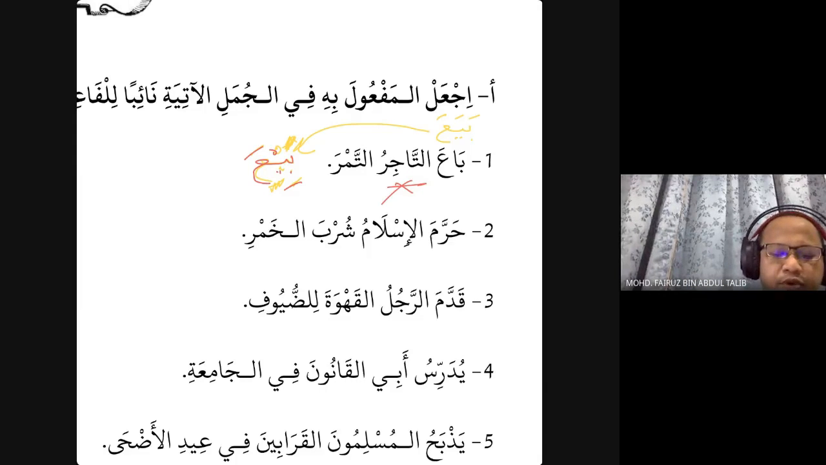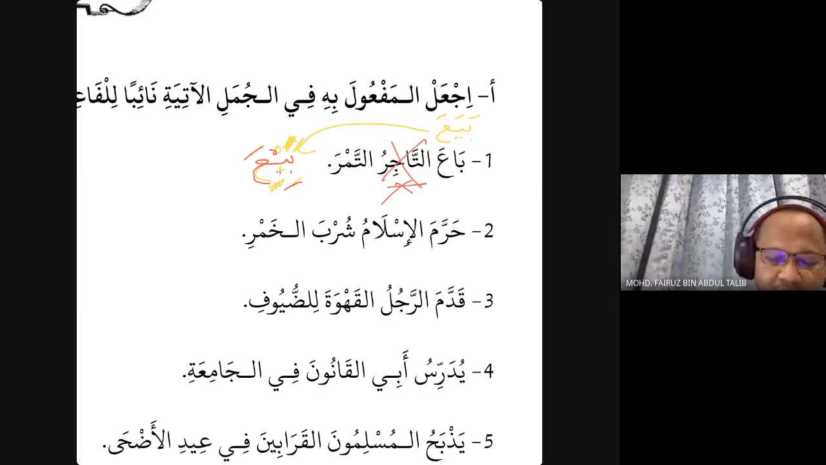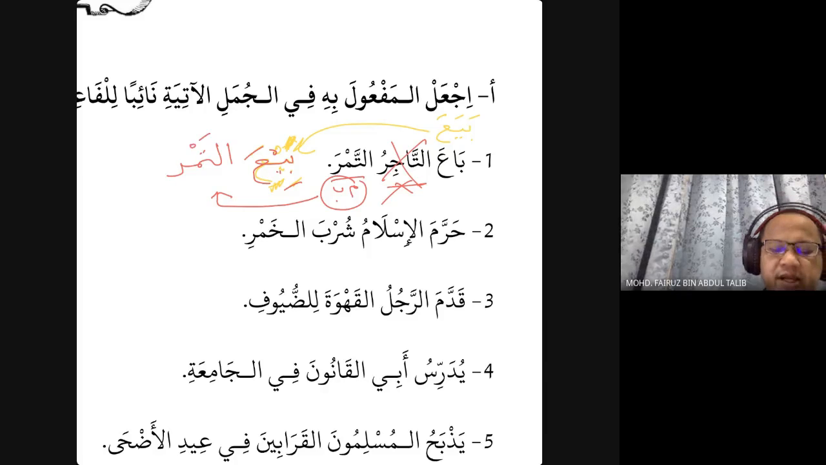Okay, what else? Where is the maf'ul bih? The object. What did the tajir sell? At-tamar. Yes, so tamar is the maf'ul bih. This is what we need to change to become the naib al-fa'il. Then you put the word tamar here. Bi'a at-tamar. Now you have the naib al-fa'il instead of the maf'ulun bih.